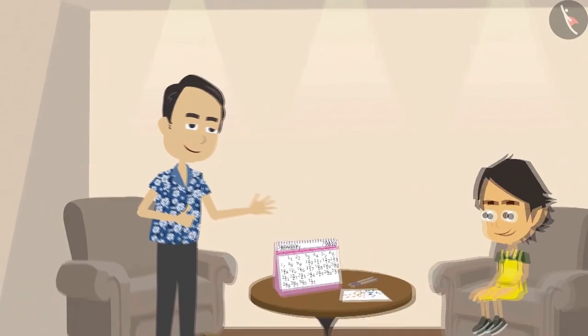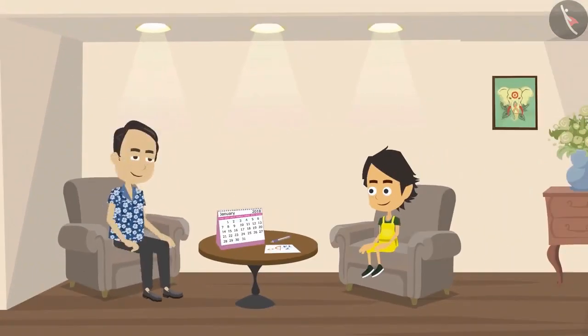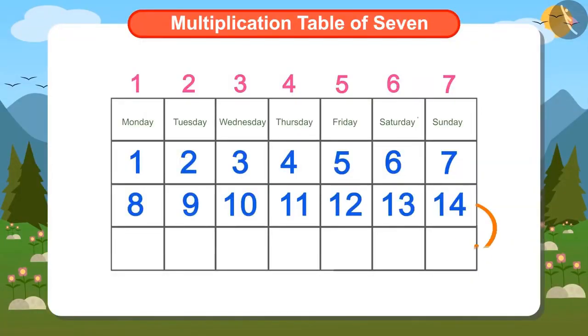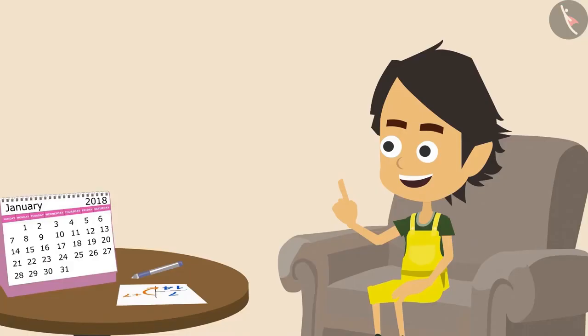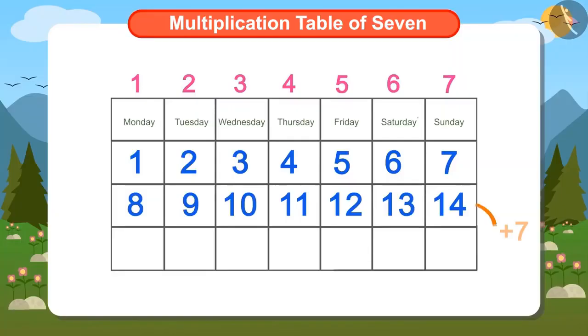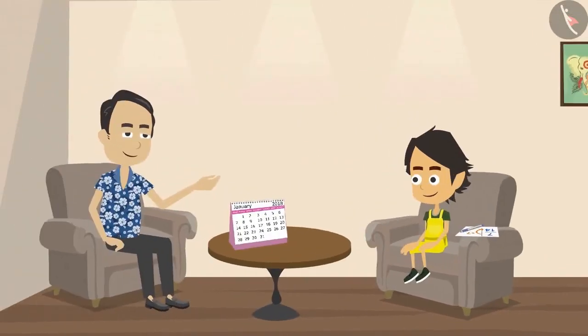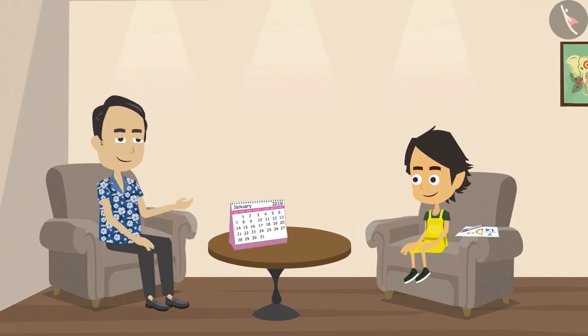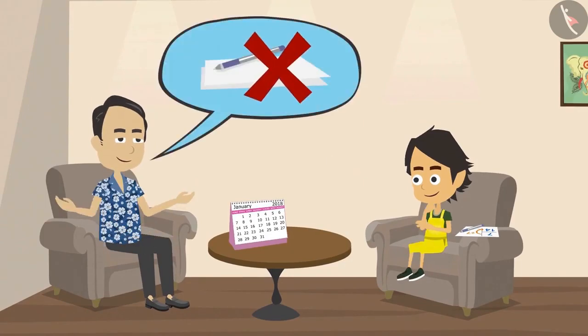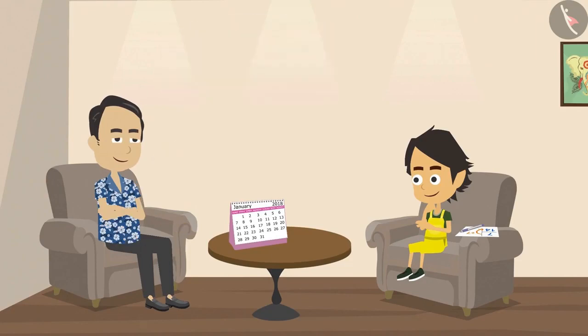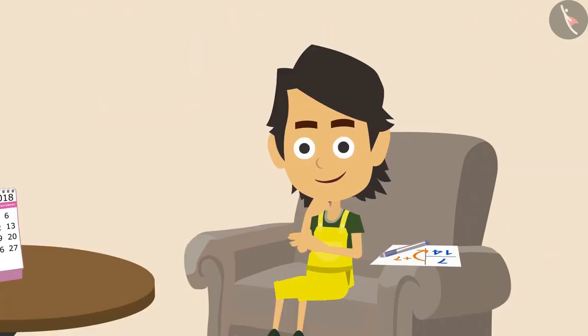Papa complimented Ayushman and further asked what date it would be on the following Sunday after 14th. Ayushman has understood how to find the answer. He has to add 7 to 14. For this, he again picks up paper and pen. But Papa stops him. He wants Ayushman to answer this question without paper and pen. Can you help Ayushman?